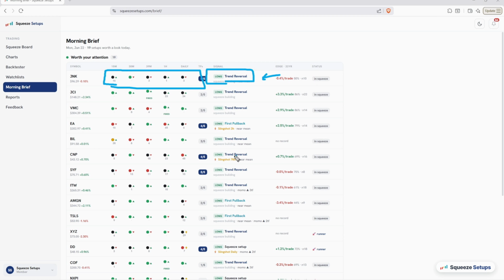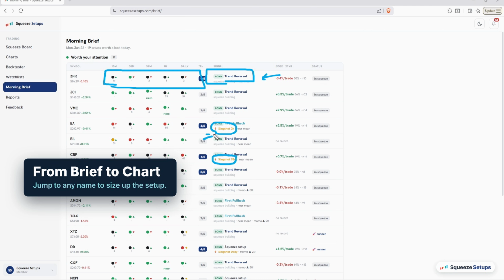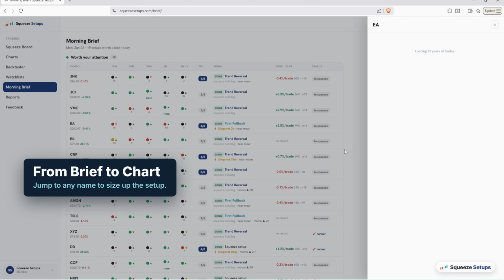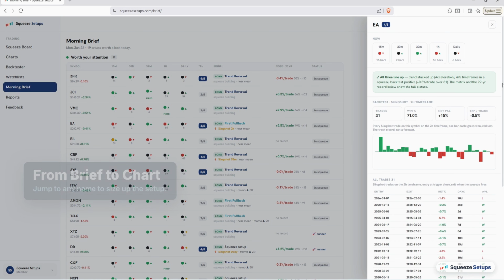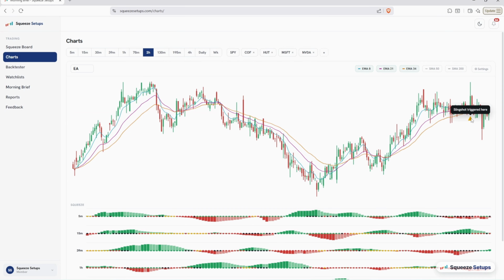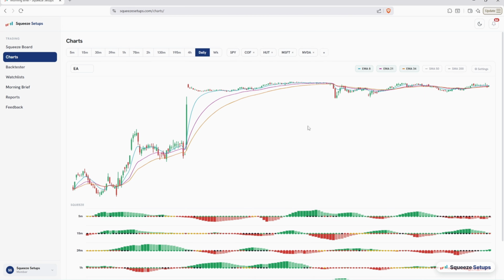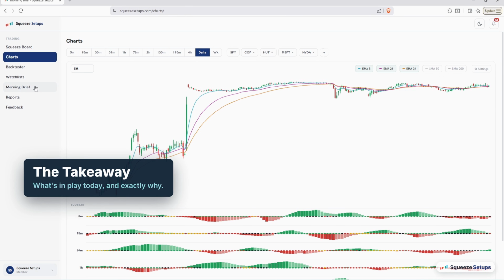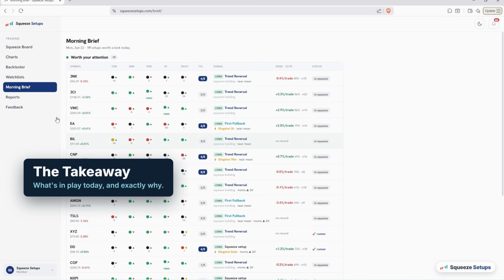Now, the last thing I'll call out is this right here, which is places where you actually do have the trigger. You'll be able to see what time frame. So for example, on Electronic Arts, we have the slingshot squeeze that's triggered on the 2-hour time frame chart. If we come in and we open up the charts of Electronic Arts on the 2-hour time frame, we can see where the slingshot squeeze triggered. We can see all of the different squeezes that are brewing, and we can take a look at even the daily time frame to see, okay, is this a setup we really want to trade? Yes or no? So that's how you use the morning brief.